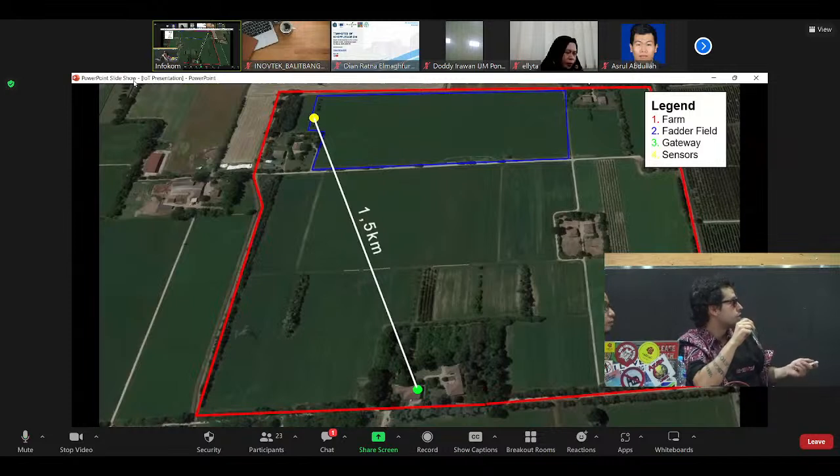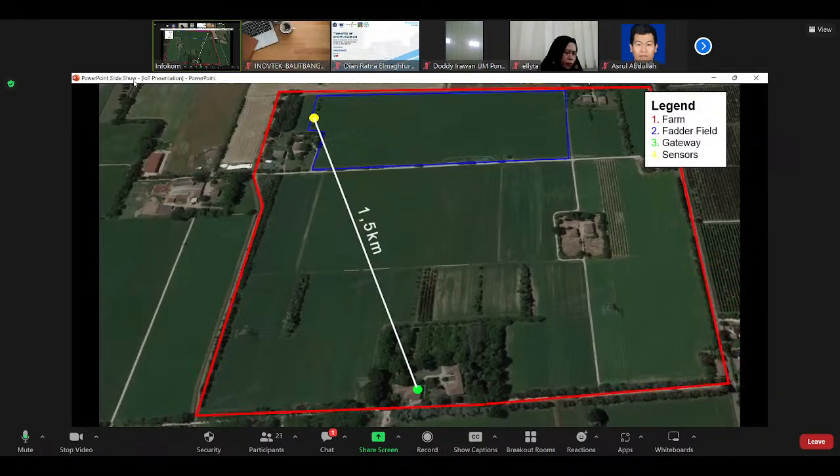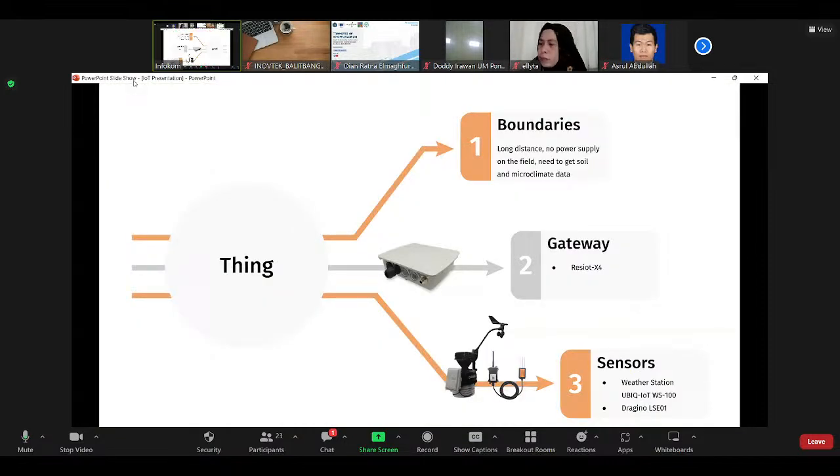So this is the case. Here is the farm. We have the field here. The office is here with the internet connection. So we put the gateway here, and we have the sensor here, and the distance is 1.5 kilometers. We have batteries because of the long distance. We don't have energy supply on the field. The type of data they want to monitor is just text, so low bandwidth. We choose the gateway Resiot X4 and two sensors, a weather station and a Dragino LSP01 that monitors the soil, so it gets the pH, the humidity, and the temperature of the soil.